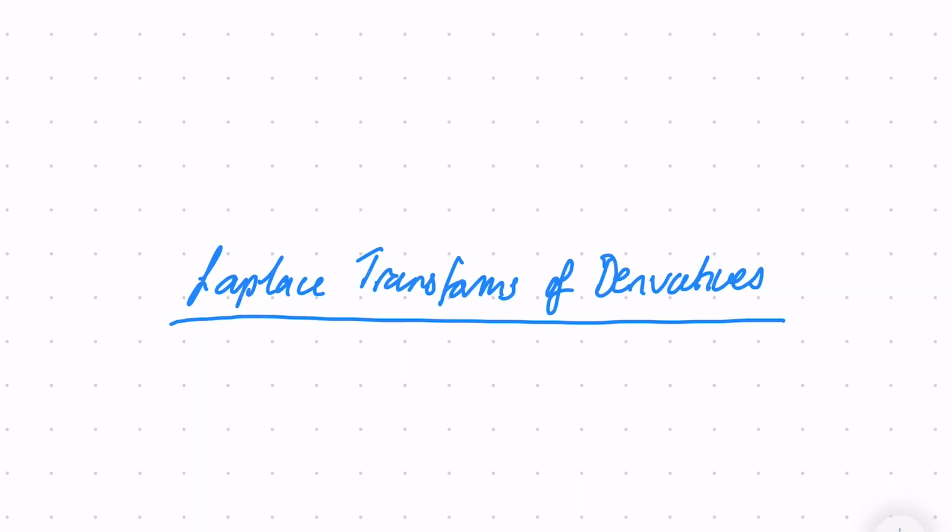Hi, let's talk about Laplace transforms and in particular Laplace transforms of derivatives, because one of the big things that we can do with Laplace transforms is use them to solve differential equations, and we can talk about that in the next video. But how do we find a Laplace transform of dy dt or d2y dt squared and so on?